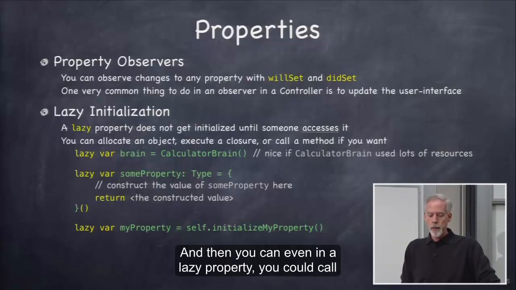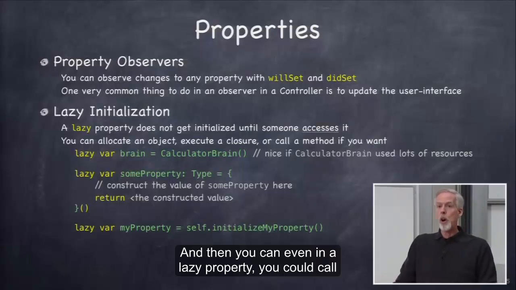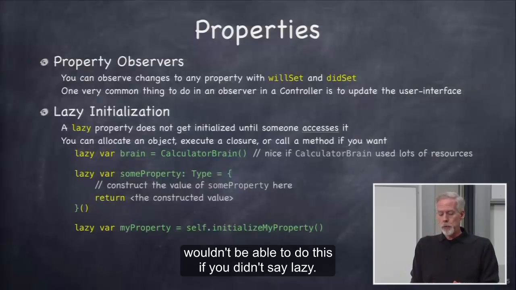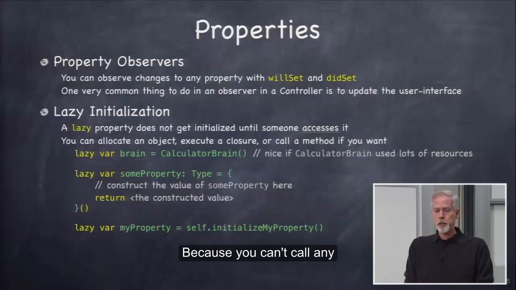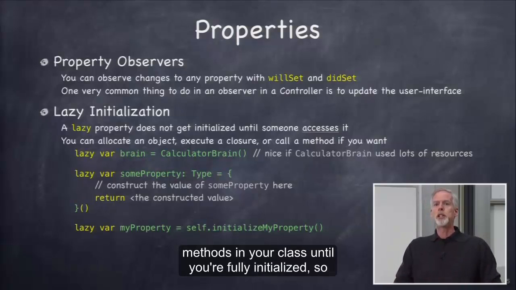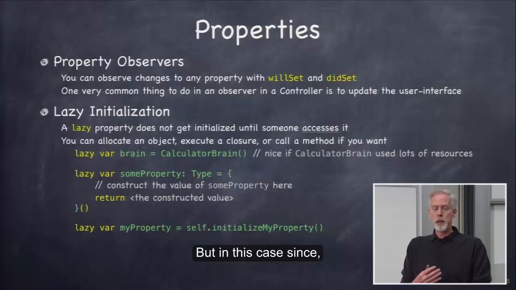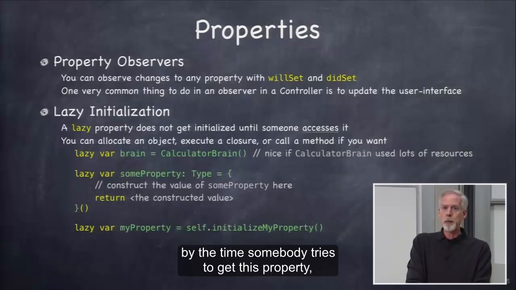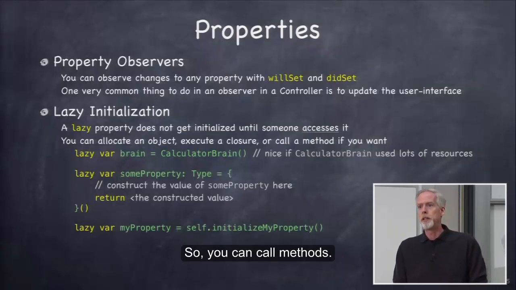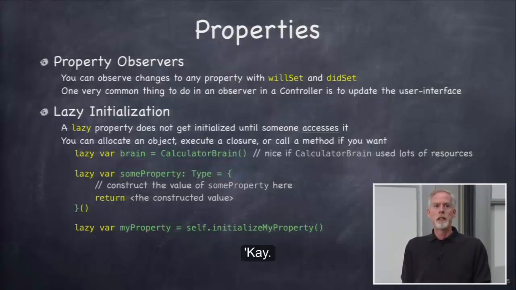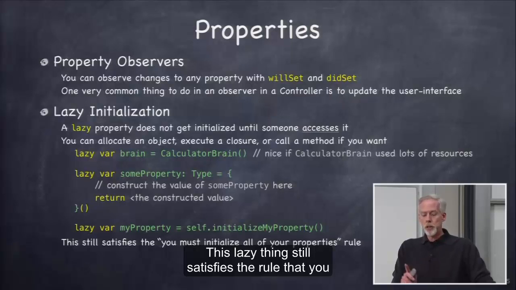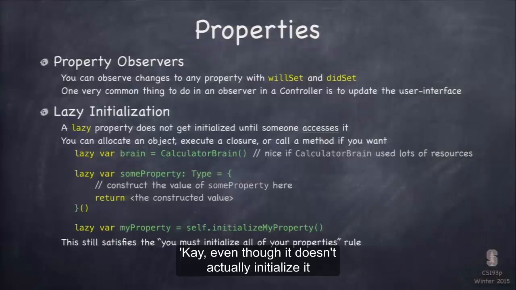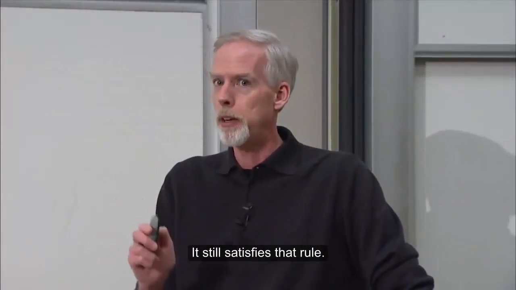Okay? And then in a lazy property, you can even call a method to initialize it, because normally you wouldn't be able to do this if you didn't say lazy, because you can't call any methods in your class until you're fully initialized. So there's kind of a catch-22 there. But in this case, by the time someone tries to get this property, you'd be fully initialized. So you can call methods. Do you see the advantage of lazy there? Okay. This lazy thing still satisfies the rule that you must initialize all of your properties. Even though it doesn't actually initialize it until someone accesses it, it still satisfies that rule.